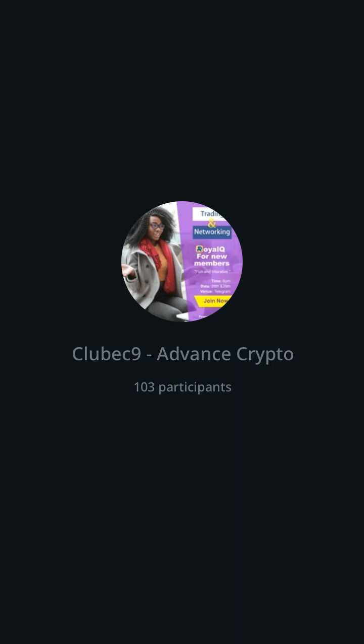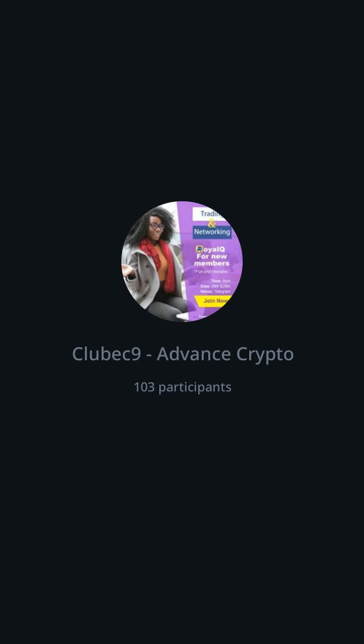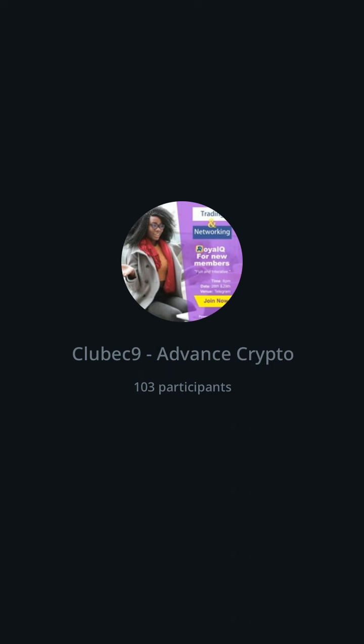But the bonuses are, if you register anybody directly, you get $60. Okay? Then the gas fee, the one we spoke about, the fuel fee, you're collecting 50% from all your team members, they are trading, you're getting 50%. Then indirect, you're getting $30. If anybody registers indirectly in your team, you're getting $30. You can see that the money is huge. In a day, as a V4, you can earn up to $500.